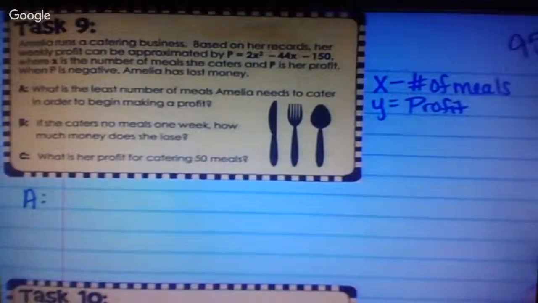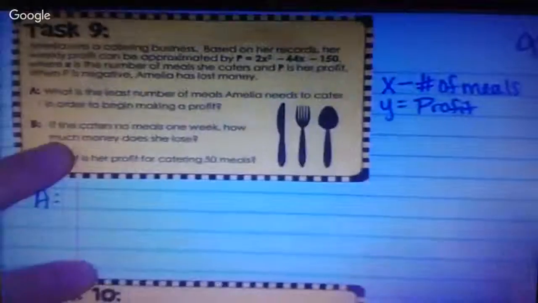Okay. If we are beginning to make a profit, what is my money? Positive. It's positive or you've broken even. So I'm looking for how many meals I need to end up with a 0. Think about it. When you start a business, you put all this money into it, so you're in the negative. You've got to sell and sell and sell, break even, and then you start making money. So I want to find when my Y is 0.